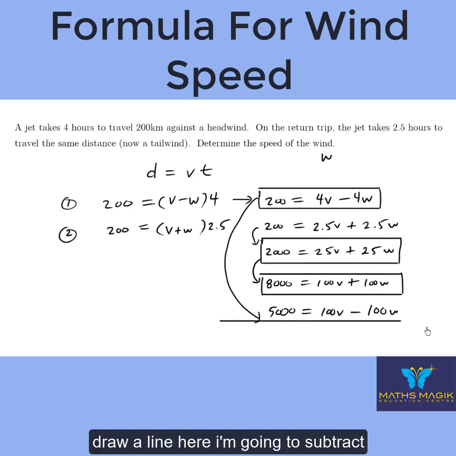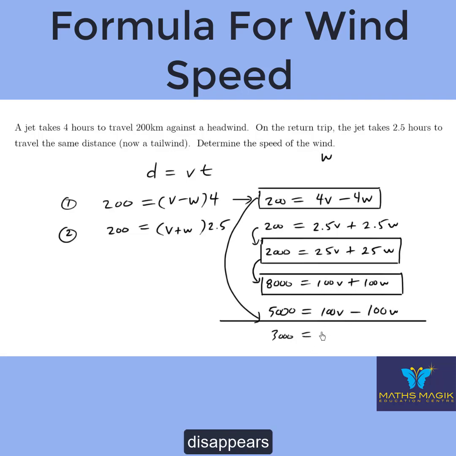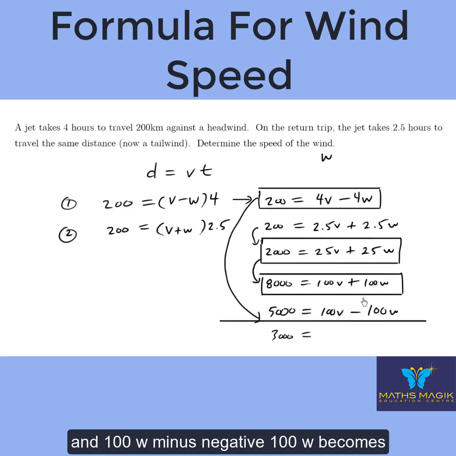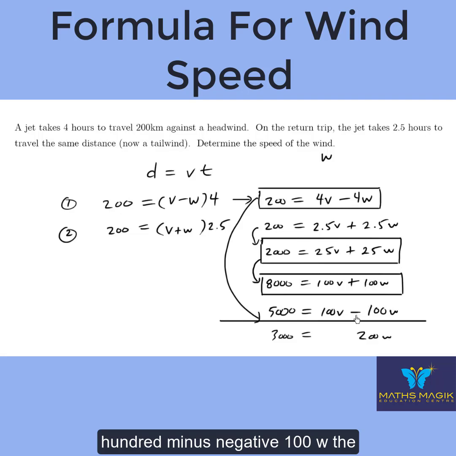So what I'm going to do now is draw a line here and subtract. It doesn't really matter whether you subtract down, up, or up, down, but we have to be consistent. 8,000 minus 5,000 is 3,000. 100v minus 100v disappears, and 100w minus negative 100w becomes 200w. This is a common mistake, to accidentally mess up your signs. 100w minus negative 100w, the two negatives become a positive, so you're essentially adding.